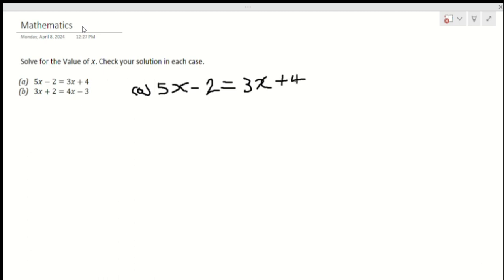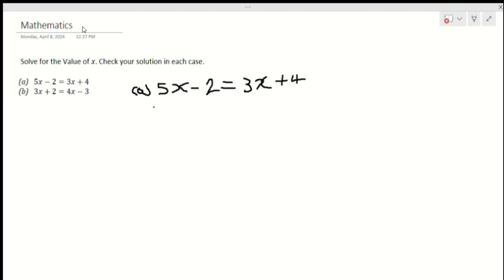In order to work this out, we want to put all the x's on one side and the whole numbers on the other side. If I want to move this minus 2, I would have to add 2 to this side. And if I add 2 to this side, I would also have to add 2 to this side, to keep the equation balanced. So adding 2 to both sides.